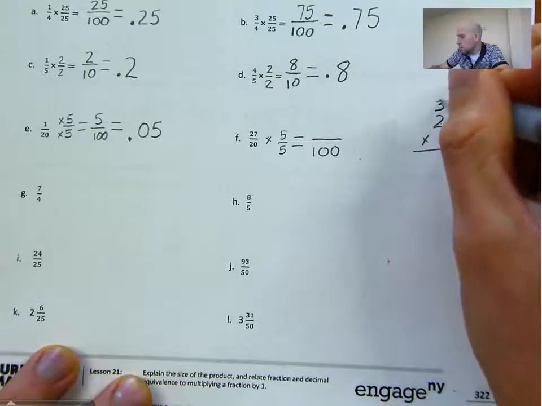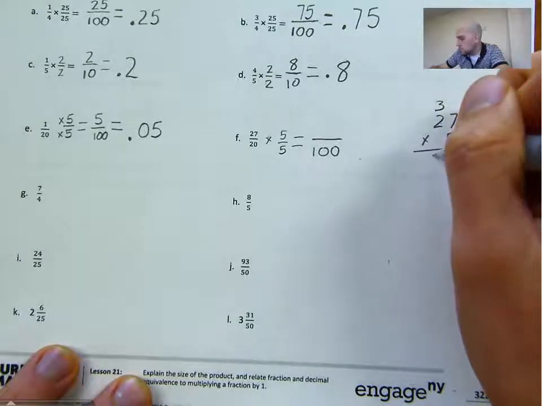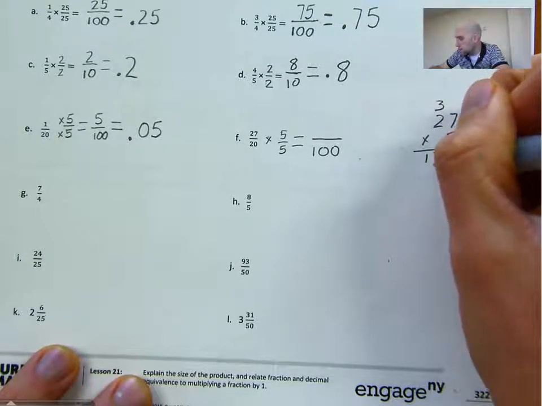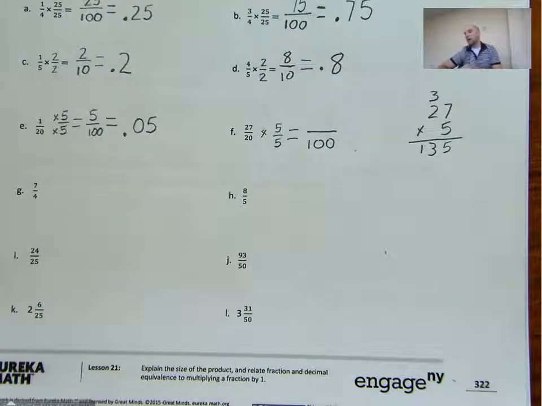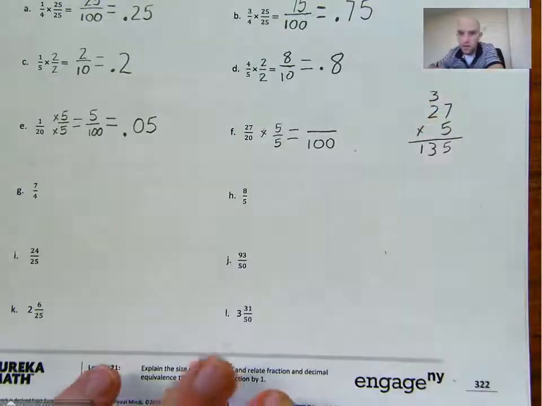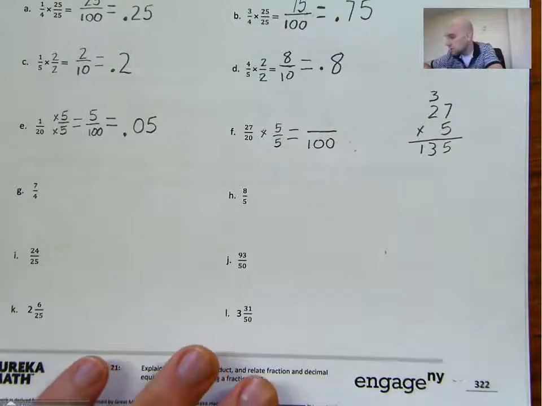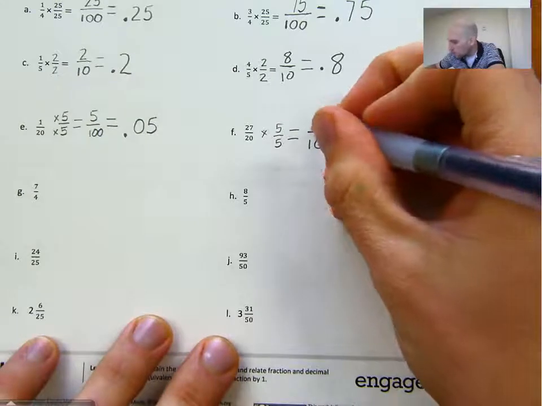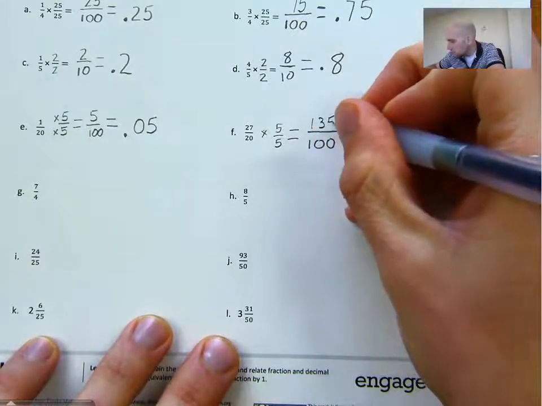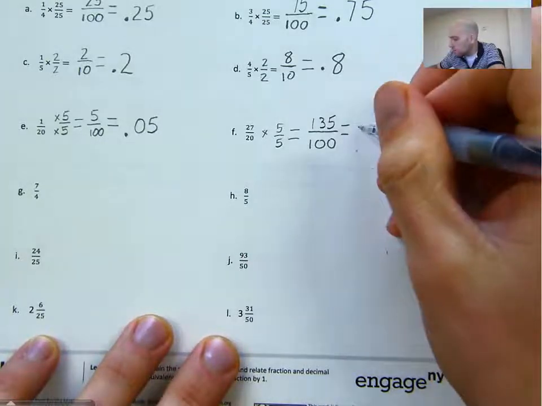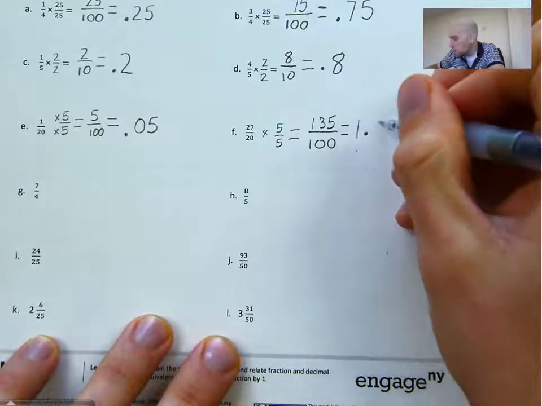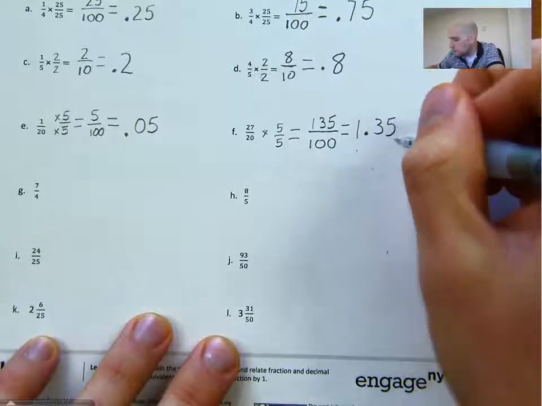3 times 5 is 15, plus 3 is 135? I could have done 25 times 5, I know it would be 125, plus 2 more 5s would give me 135. But we can always check it with vertical multiplication as well if we're unsure. It's going to give me 135 hundredths, which is 1 and 35 hundredths, just like that.